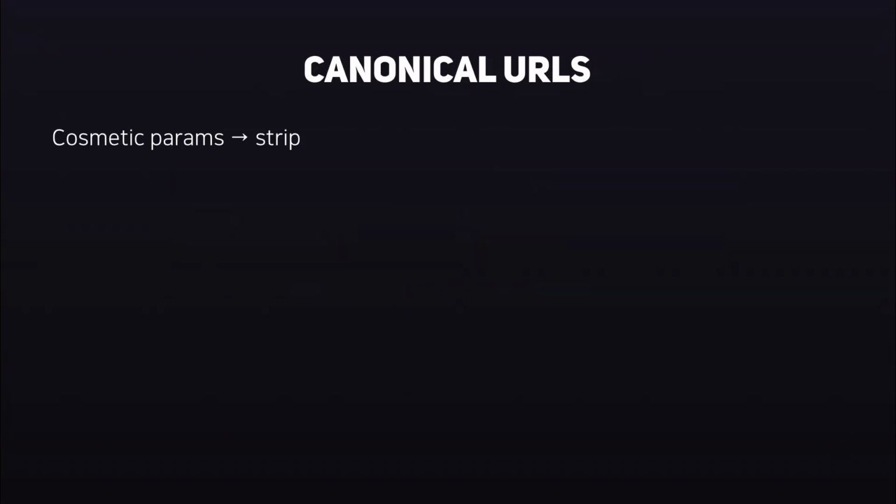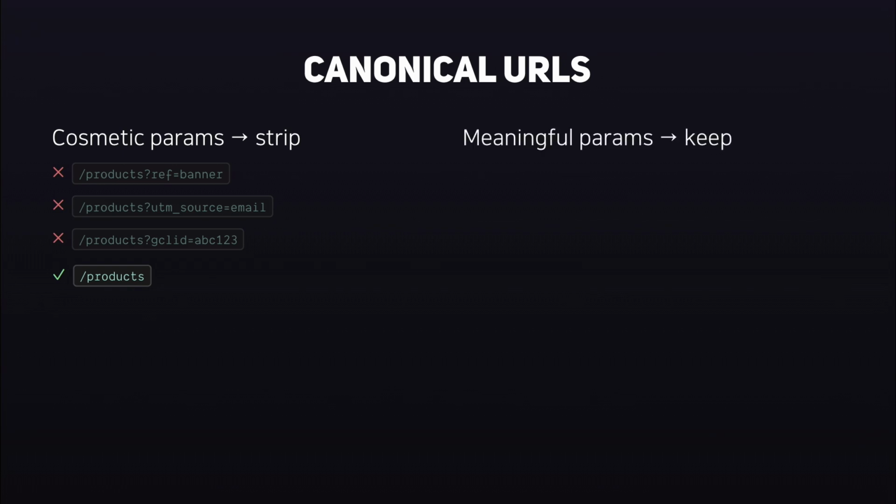For canonical URLs, it's very simple. Strip anything that is cosmetic, but keep anything that changes what is rendered on the page. All right? If you have a different page, different feature, you should add a different canonical URL, because it's a different page, technically. However, the ones that are cosmetic, no, they should all have this canonical product URL.